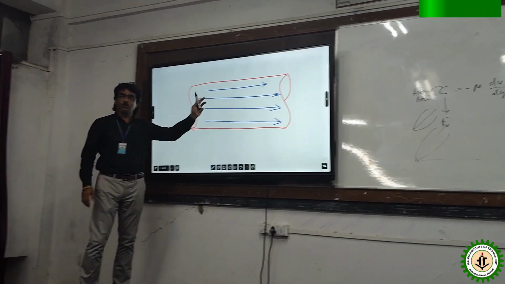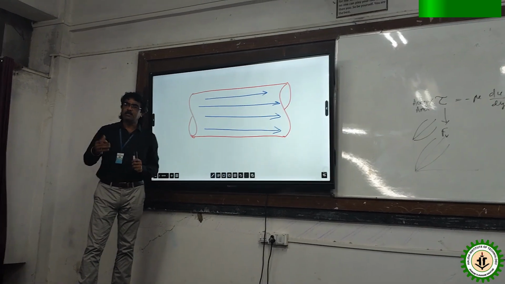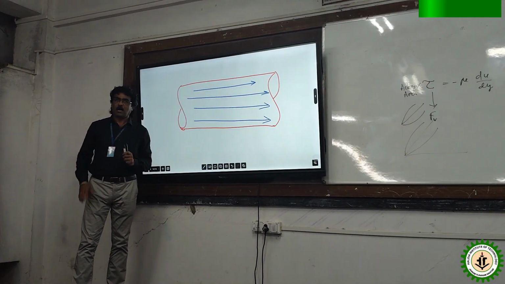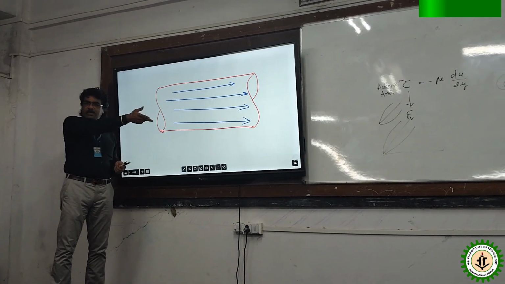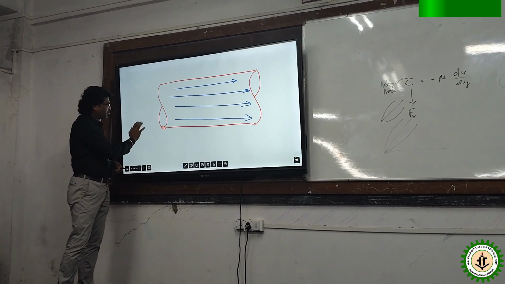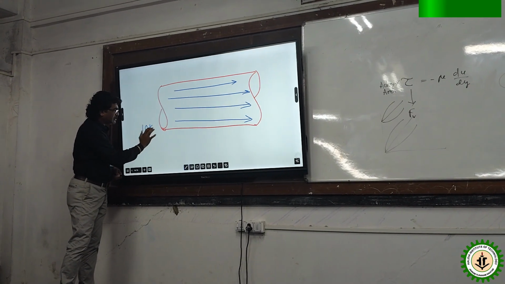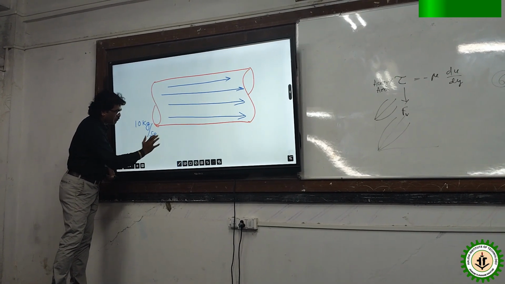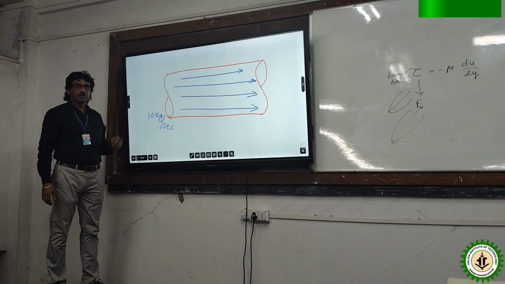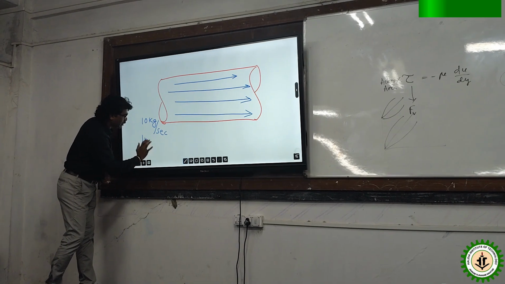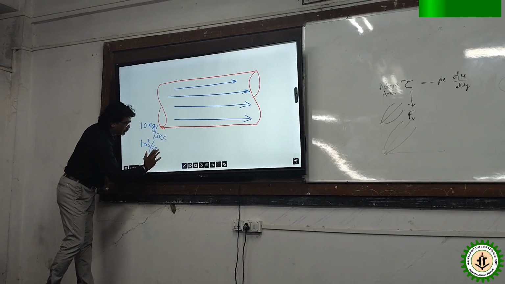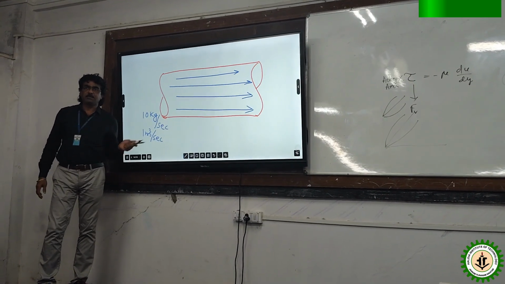Now, how much flow will be going? How will you tell that? How much flow is going? Any material is in and that material will be out. Let it be 10 kg per second. 10 kg is in, 10 kg also out, or 1 meter cube per second. Like this, you can express it.